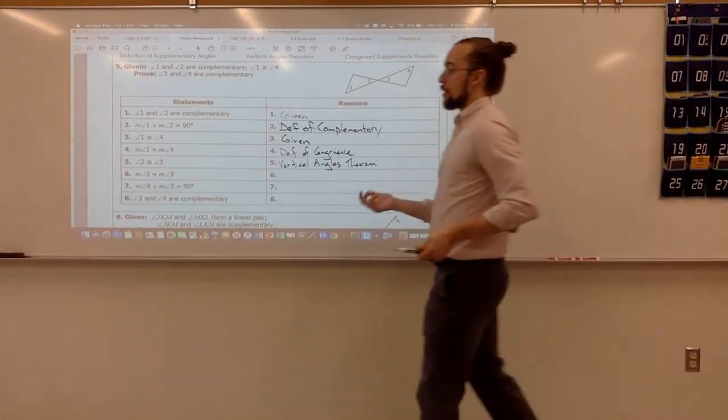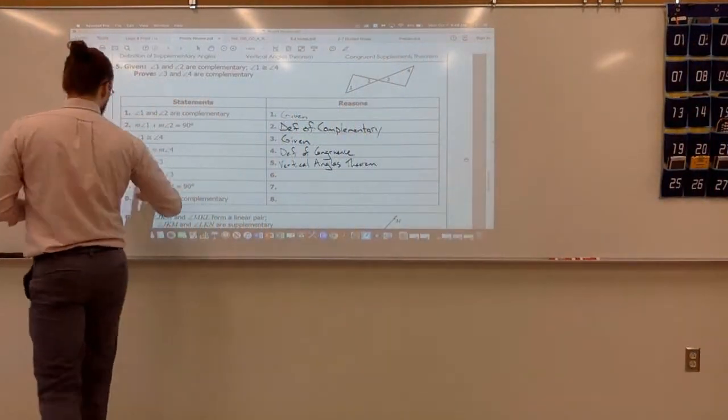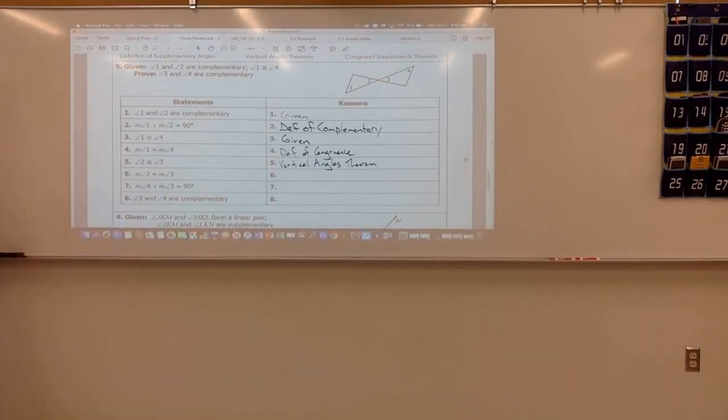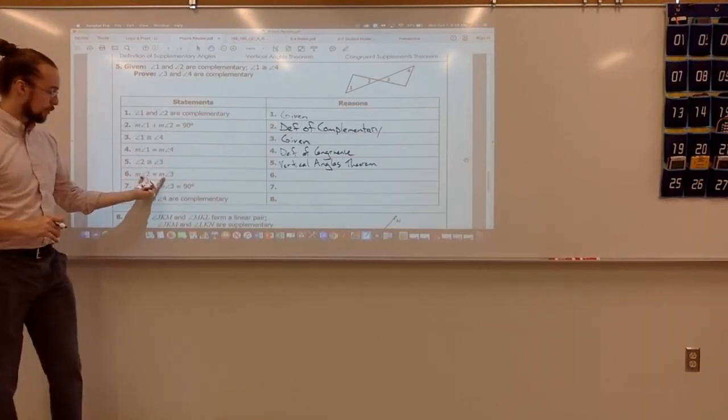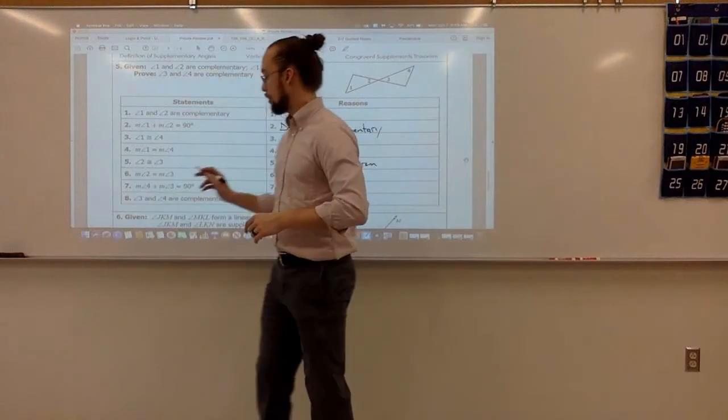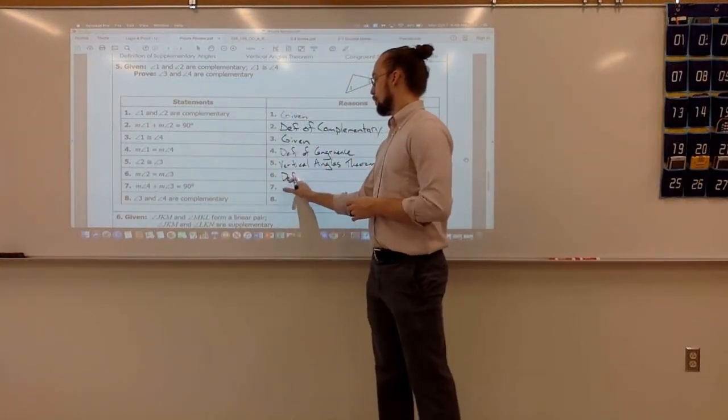Now, if I know that angles 2 and 3 are congruent, why can I say that their measures are equal? Definition of congruence, yeah. If two things are congruent, I can say their measures are equal by the definition of congruence.